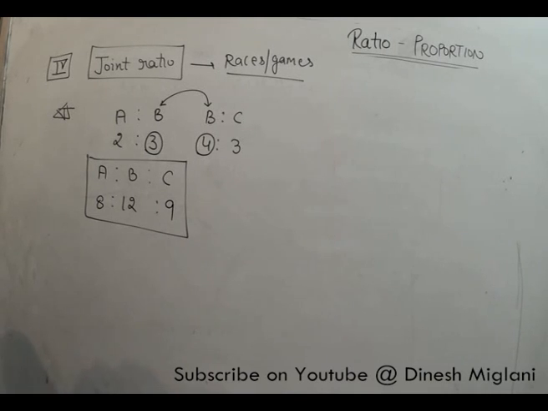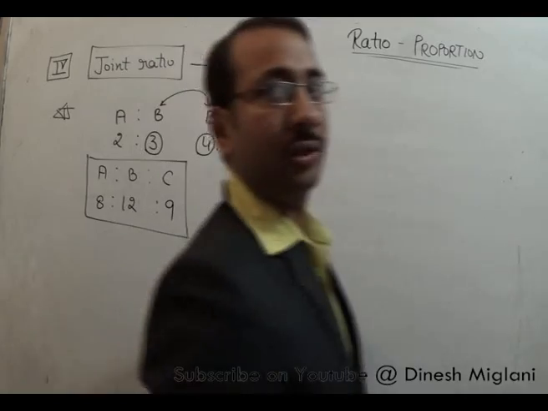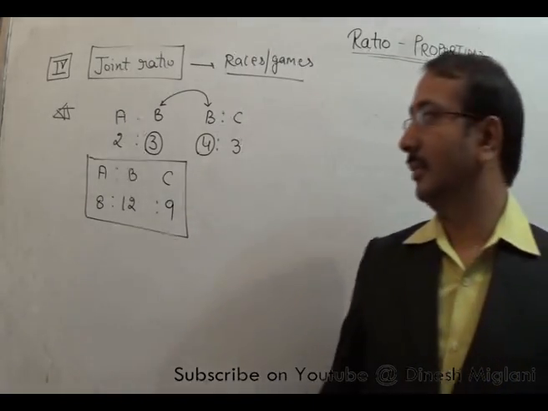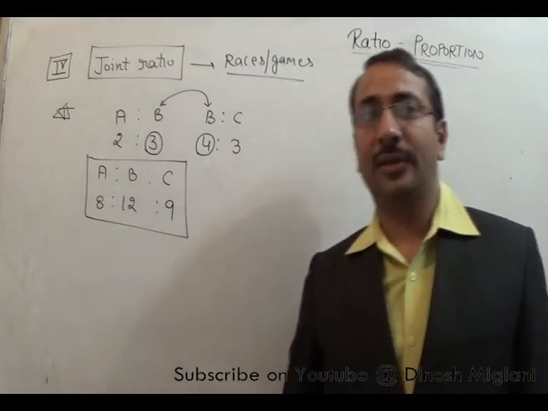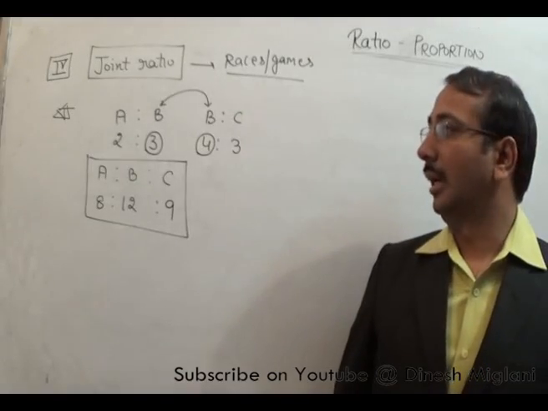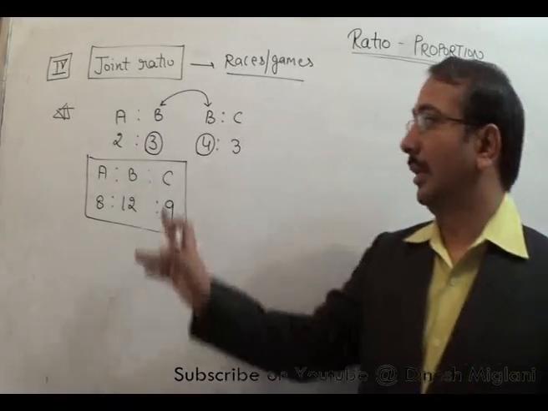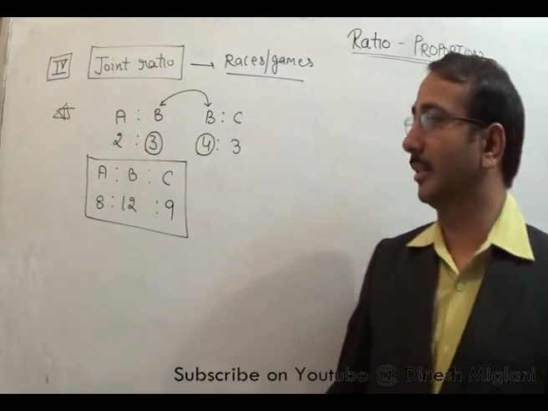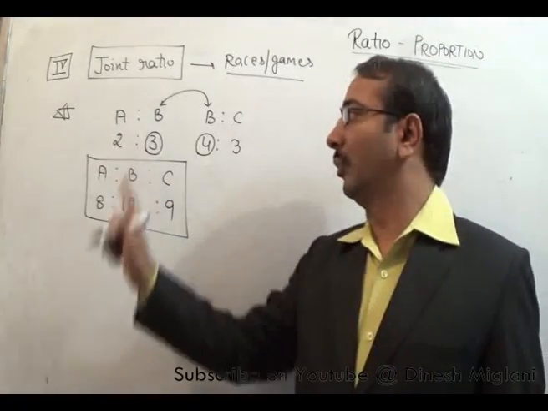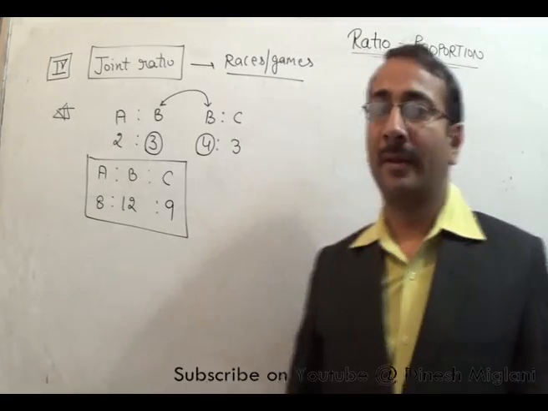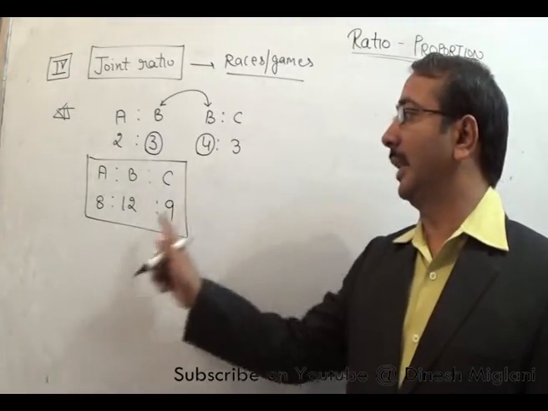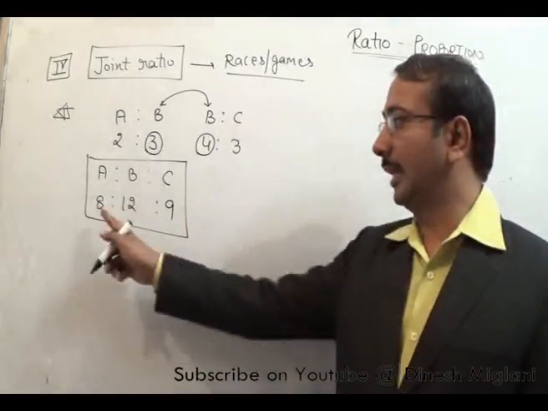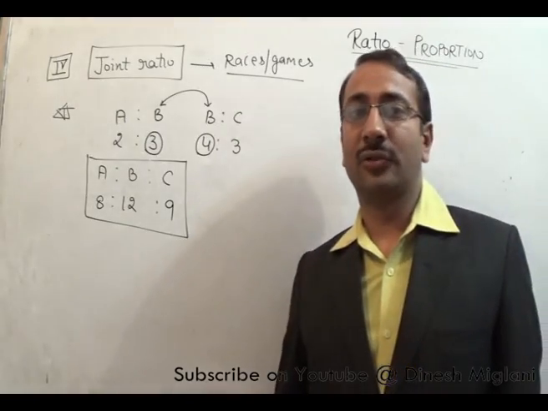What is given to us? A ratio B is 2 ratio 3. B ratio C is 4 ratio 3. I have to find the combined ratio of A ratio B ratio C. How can I answer it? I will make these two terms the same. This is 3 and this is 4. It means if I multiply this by 4, this becomes 8 ratio 12. If I multiply this by 3, that becomes 12 ratio 9. So my answer would be 8 ratio 12 ratio 9.